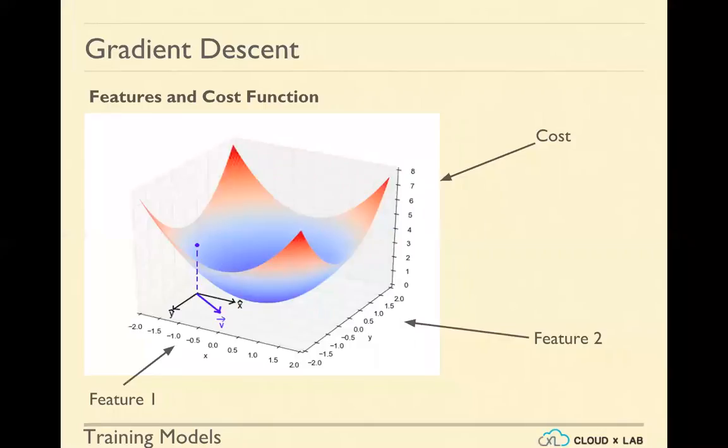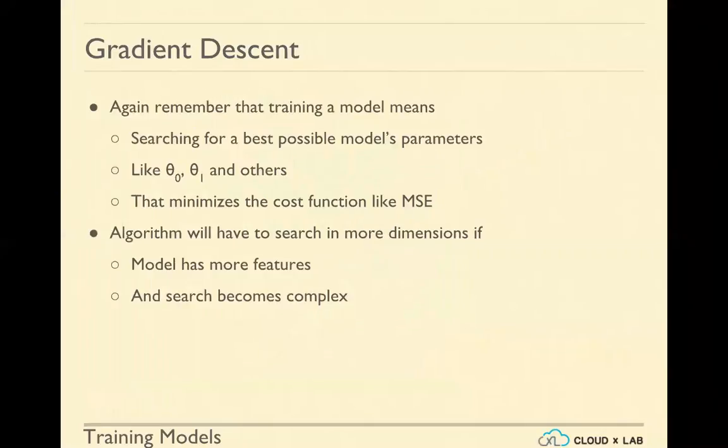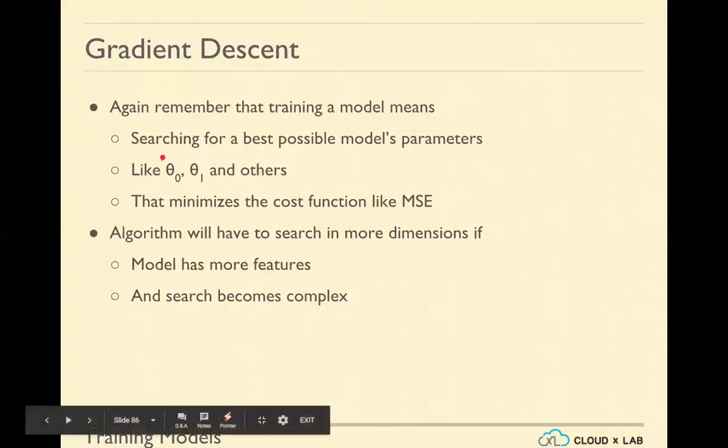All right. In the ideal case, this is how it's going to look. Again, remember that training a model means searching for the best model parameters, which we call theta 0, theta 1, and so on. The search is for these model parameters so that we can find the minimum cost. So we have to find all thetas that minimize cost functions like MSE. Algorithms will have to search in more dimensions if the model has more features, and the search becomes complex. If there are more features, there will be more thetas or model parameters, and hence the search becomes more complex.